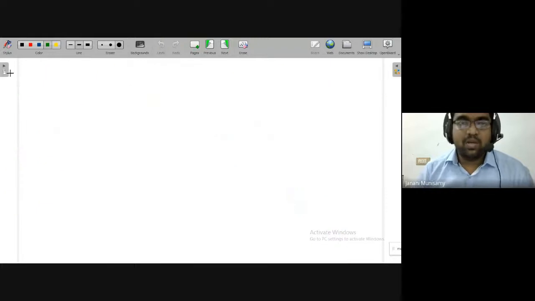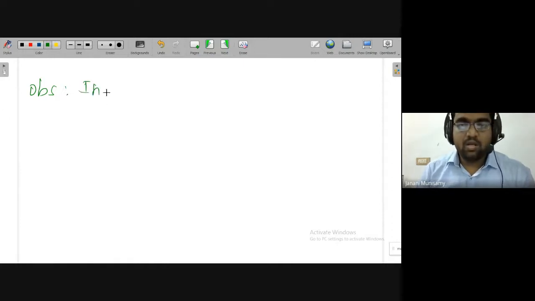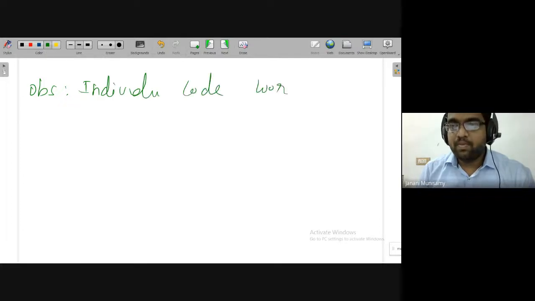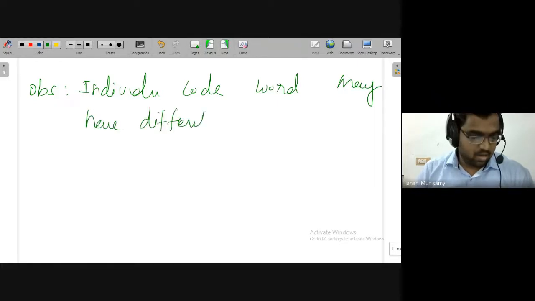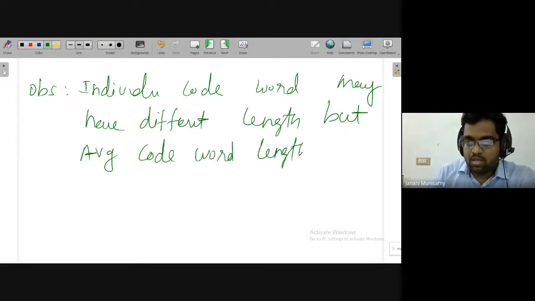So what is the observation here? The individual code word may have different length, but the average code word length is same. Individual code word may have different length, but average code word length remains same.